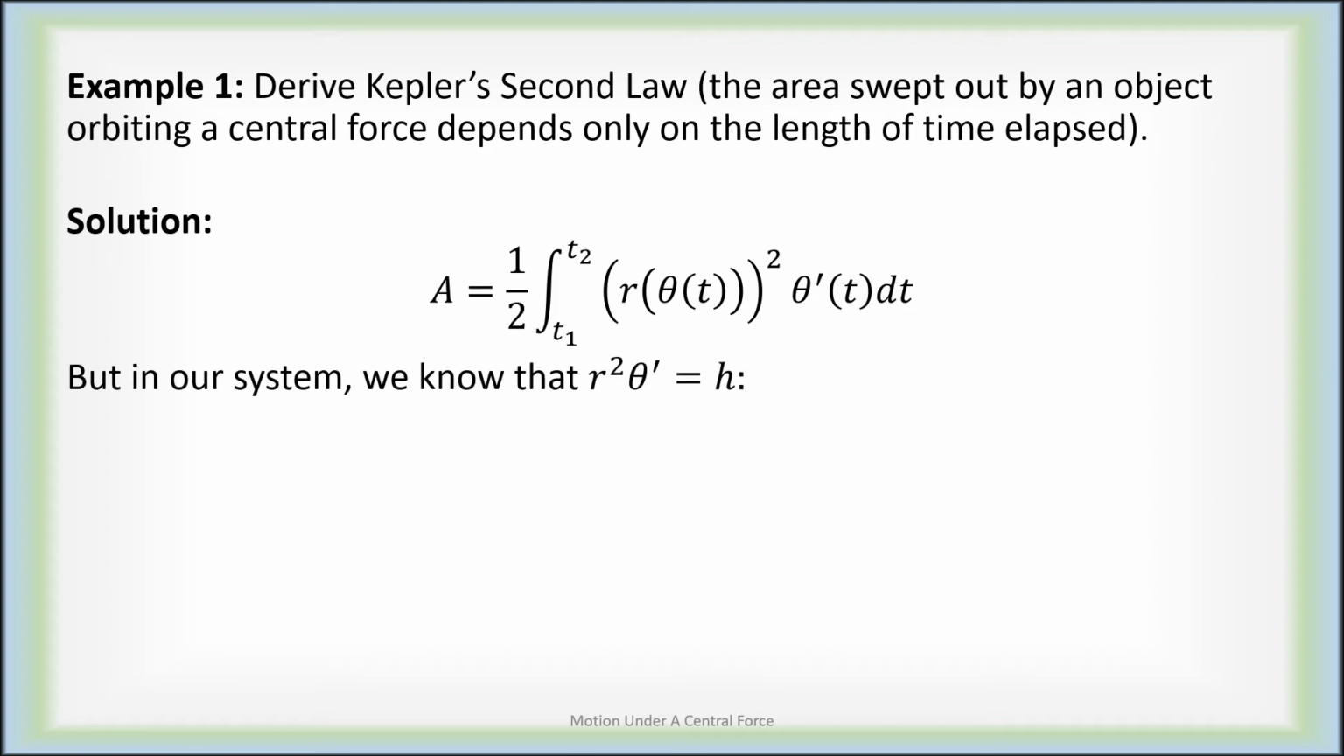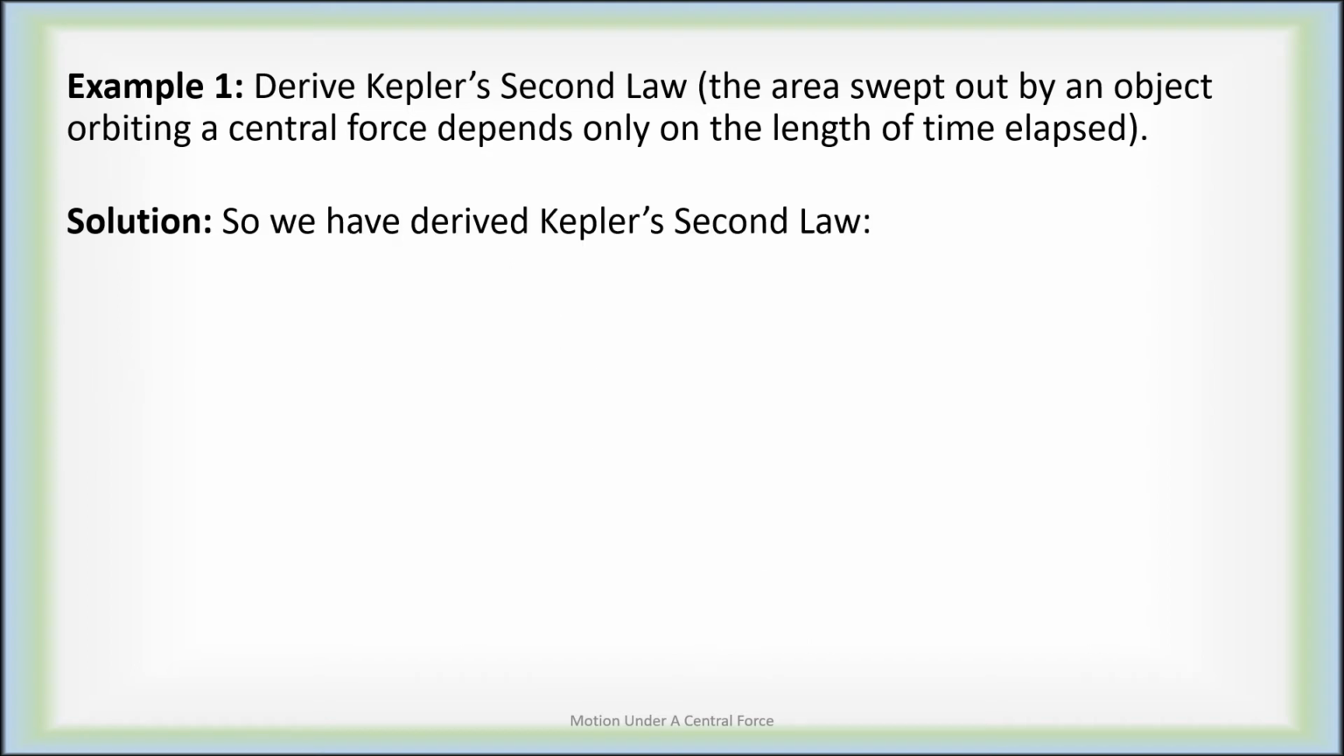Having converted back to our variable t, we now have this as our area. In our system, however, remember that in this central force scenario, r squared theta prime is a constant h. And what are we integrating? r squared theta prime. Therefore, we're just integrating h. And integrating h is pretty easy. It's just h times the length of the interval, t2 minus t1. And of course, we had this factor of 1/2 out in front. We've therefore derived Kepler's second law.